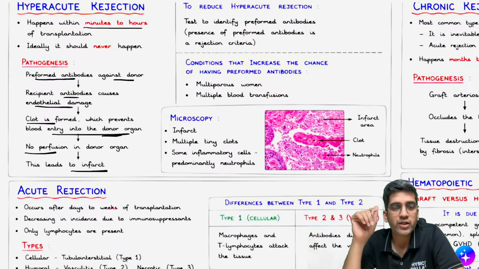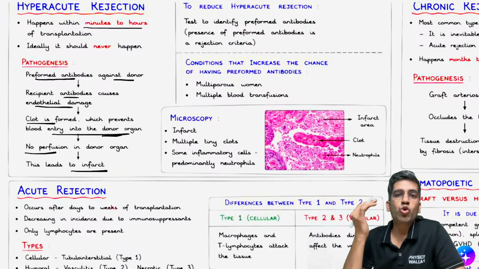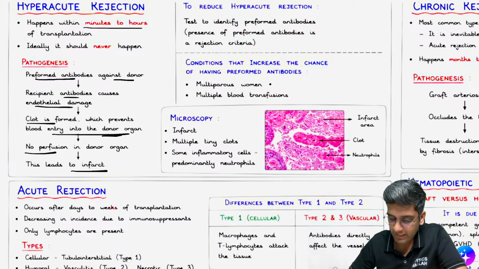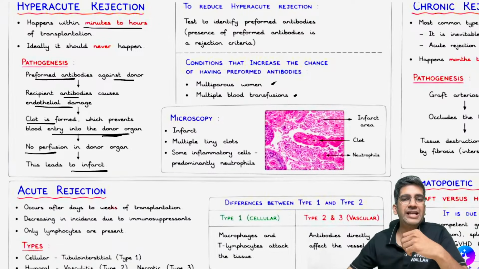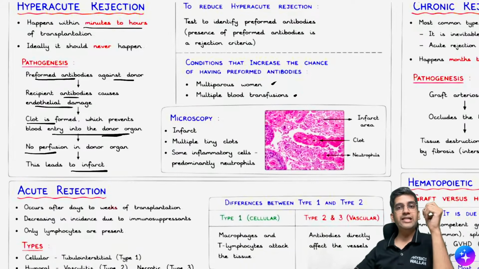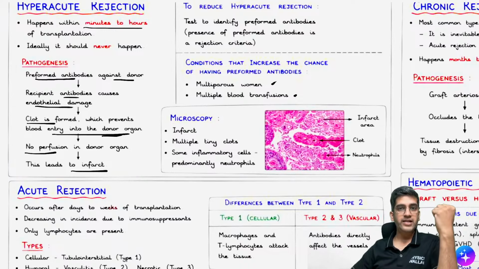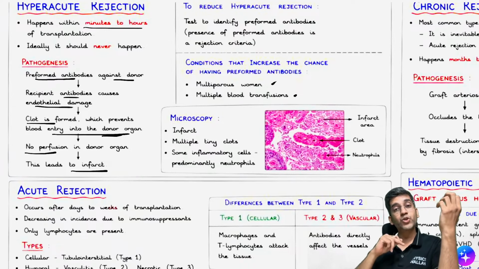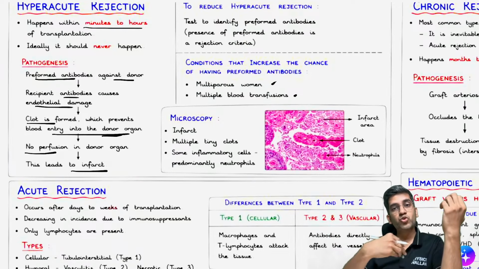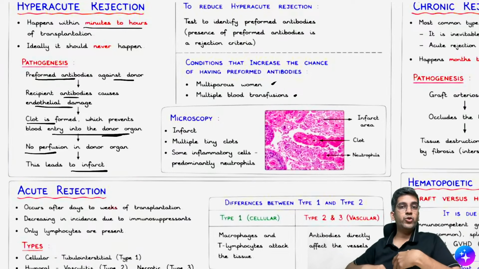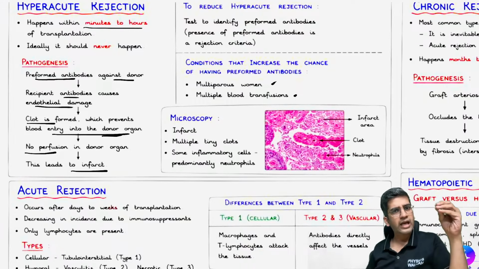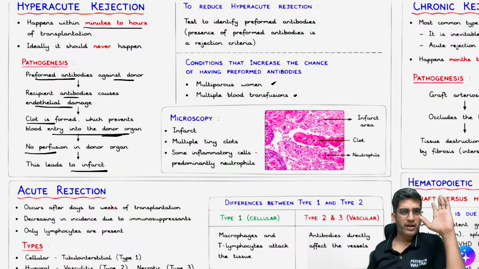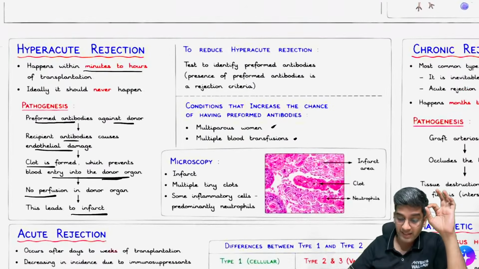Because it is a solid organ infarct. In whom is this more common? It's more common in multiparous women and people who have had multiple blood transfusions. The simple reason being, if a woman has given birth to 5 or 6 kids, over a period of time the woman would have been exposed to multiple antigens inside the uterus, so there's more chance of this happening. And with multiple transfusions, the same chance of it happening, right? How do I reduce this? Like I said, it's a never-happen event.